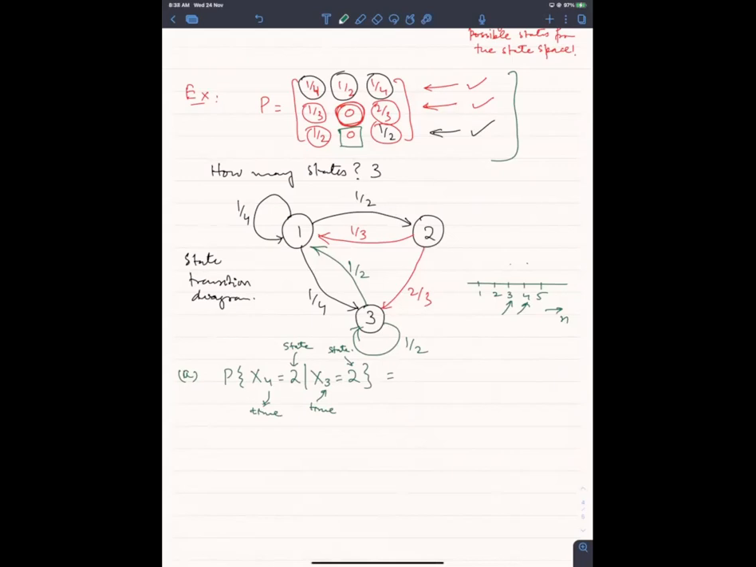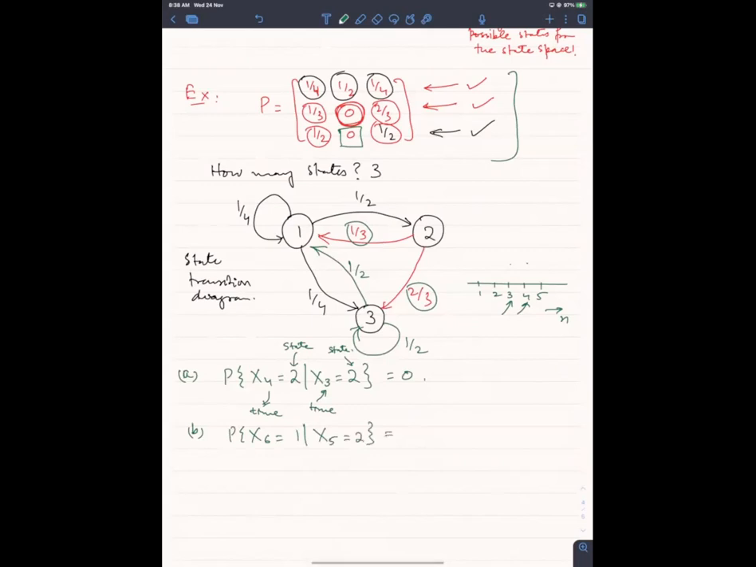ऐसा हो नहीं सकता. Why? Because 2 जो है वहां से आपको बाहर निकलना ही निकलना है. या आप स्टेट 1 में चले जाएंगे 1/3 प्रोबेबिलिटी के साथ, या आप स्टेट 3 में चले जाएंगे 2/3 प्रोबेबिलिटी के साथ. ठीक है. So this probability is 0. What is the probability x6 is equal to 1 given x5 is equal to 2?